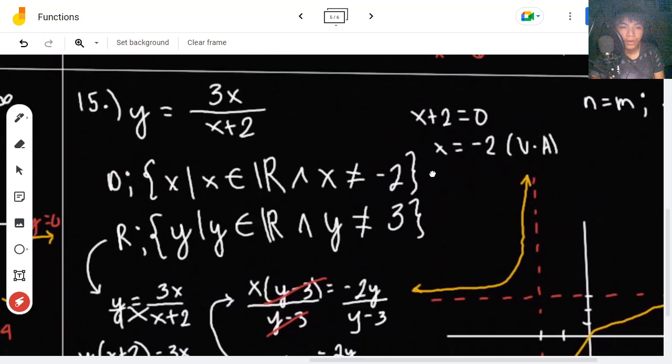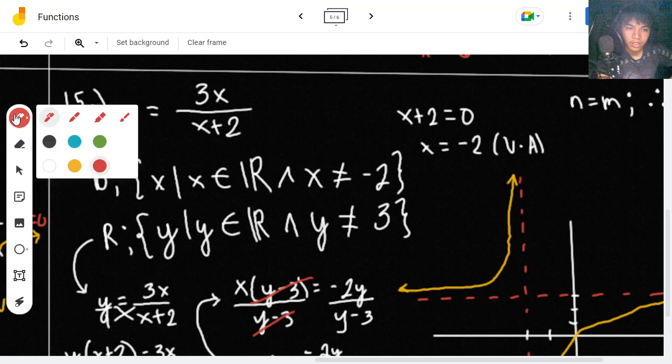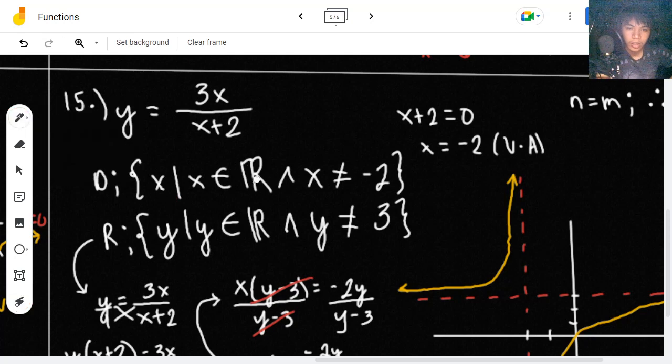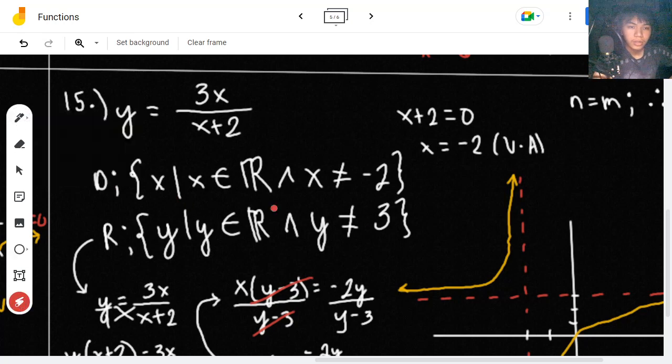Alright. Now, for number 15, we have y equals 3x over x plus 2. Now, this is what I was talking about earlier. So again, the domain, this is the set builder notation. Don't get confused. So let me just fix this a bit. It's supposed to be like that. Okay. The domain is x such that x is an element of all real numbers, except x cannot be equal to -2, since that will give you a 0.